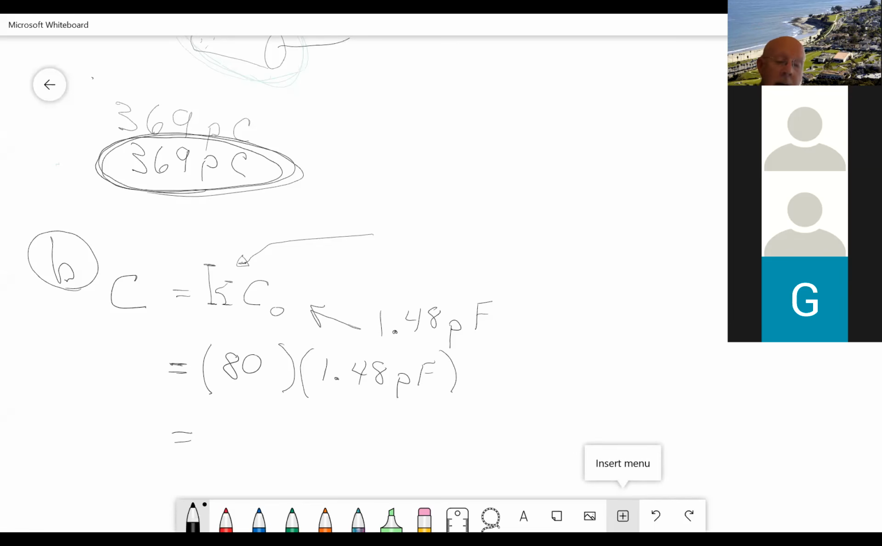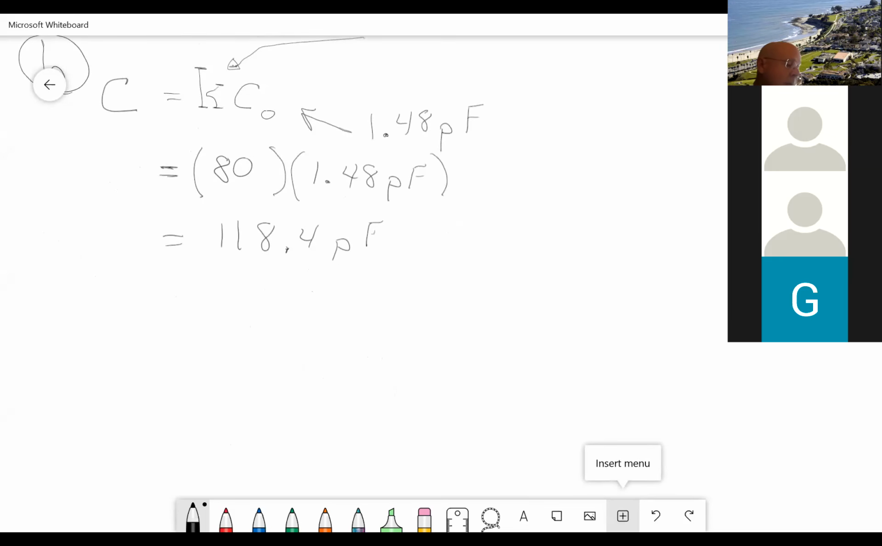So 80 times 1.48 comes out to be 118.4 picofarads for the capacitance now that it's underwater. So that's the one they wanted for B. What is it afterwards?